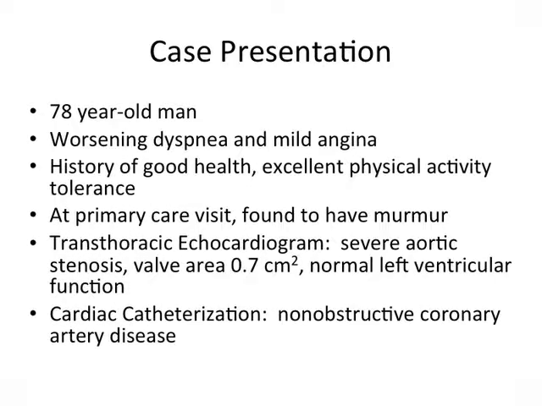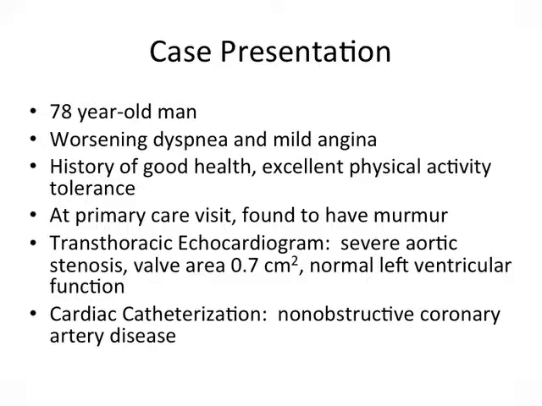This month we present the case of a 78-year-old man who presents with worsening dyspnea and angina over the past several months. He has been in good physical condition prior to this time, able to play tennis and exert himself physically. When he was seen at his primary care physician's office, he was found to have a murmur consistent with aortic stenosis. Due to his symptoms, his primary care physician sent him to a cardiologist to have a workup for aortic stenosis.